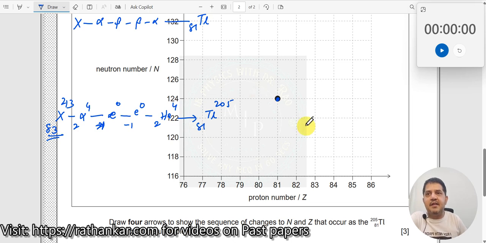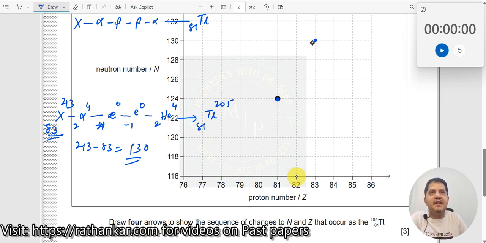Where is this one here? 83X213. Now in the graph, how many neutrons will be there? 213 is the total number of nucleons. 213 minus 83 will be equal to how much? 3 minus 0, 11 minus 8 is 3, and this is 130. So your neutron number should be 130 and your proton number should be 83. This is your 83 here, and the neutron number is 130. It should be over here.